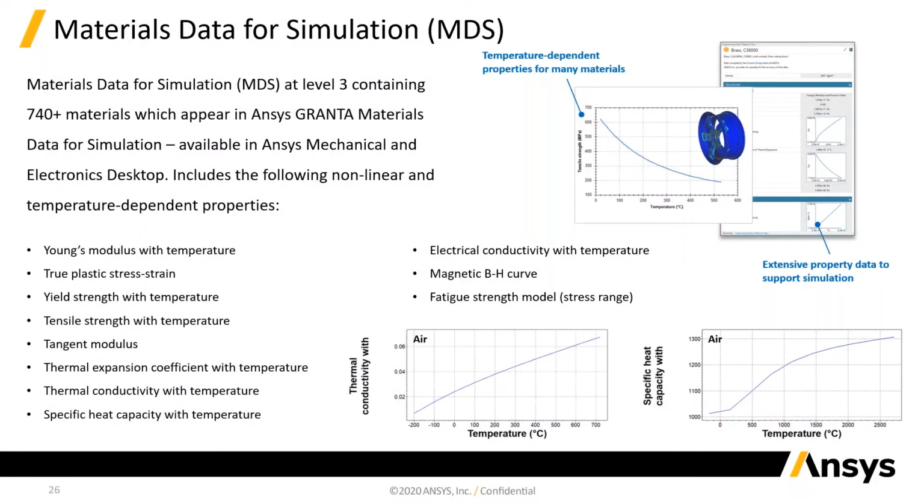So the other feature that might be worth mentioning is the material data for simulation. And this was added in 2021 to all level 3 databases. The material data for simulation at level 3 contains over 700 materials to help with simulations. It includes the following nonlinear and temperature dependent properties handy for simulation use.